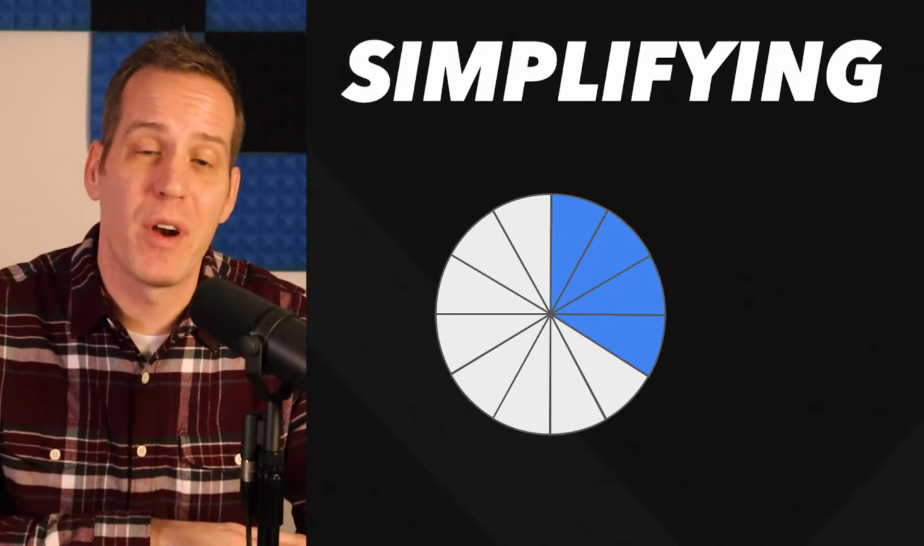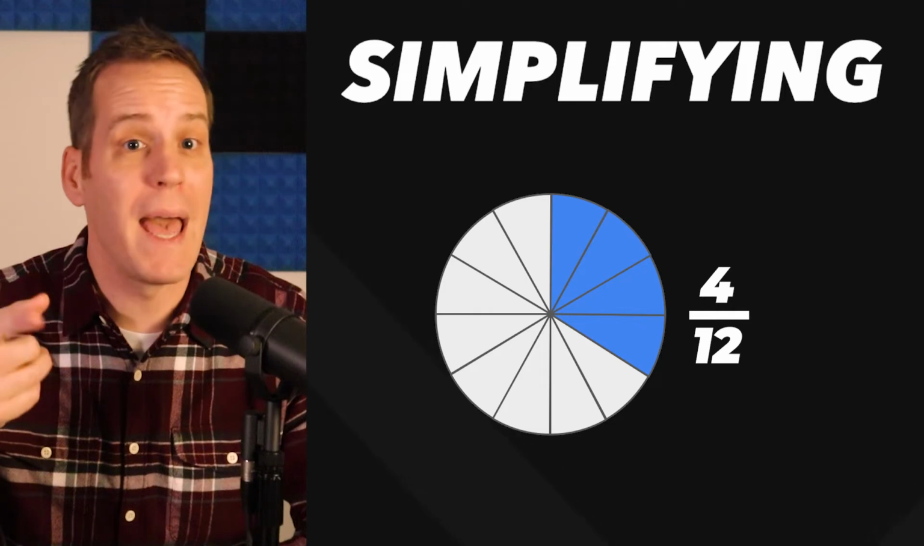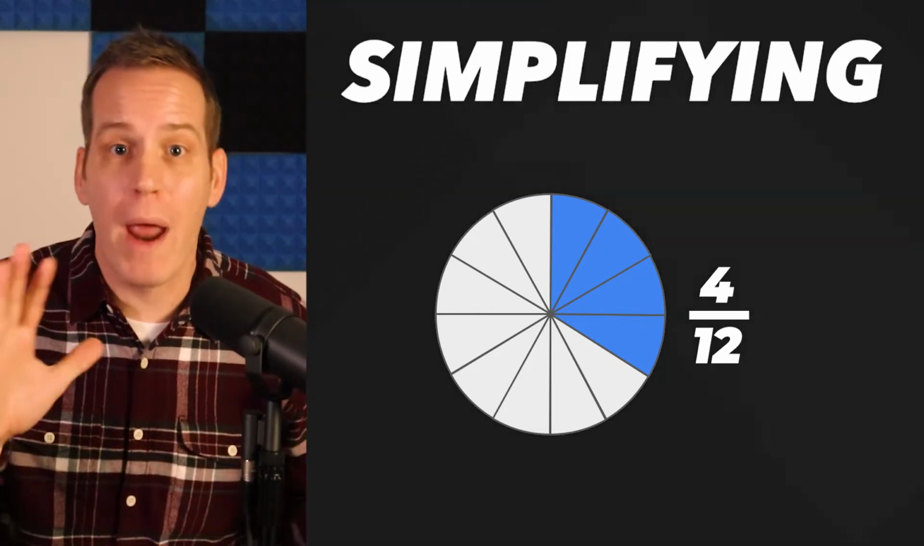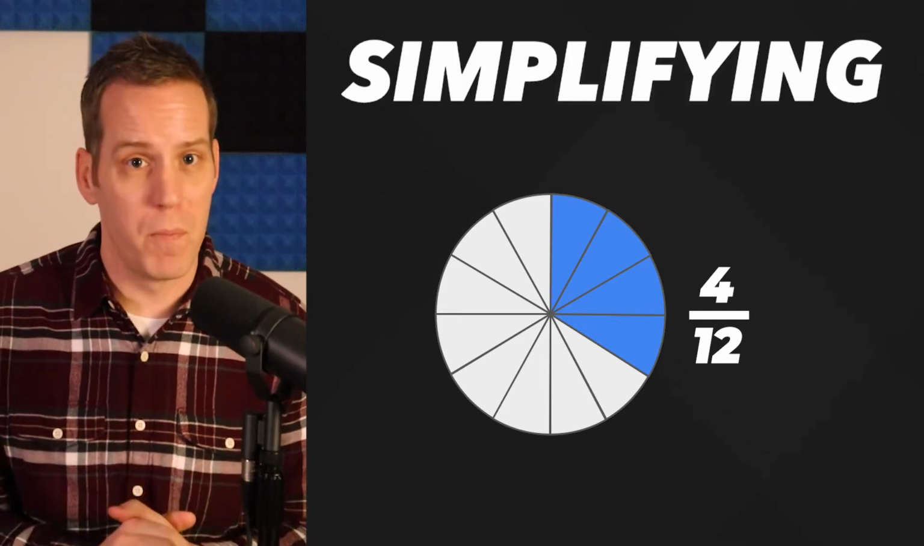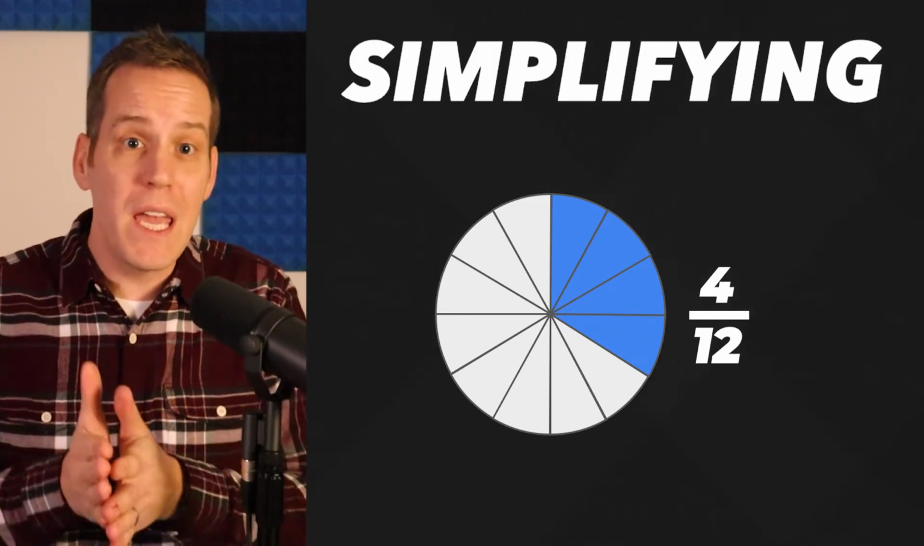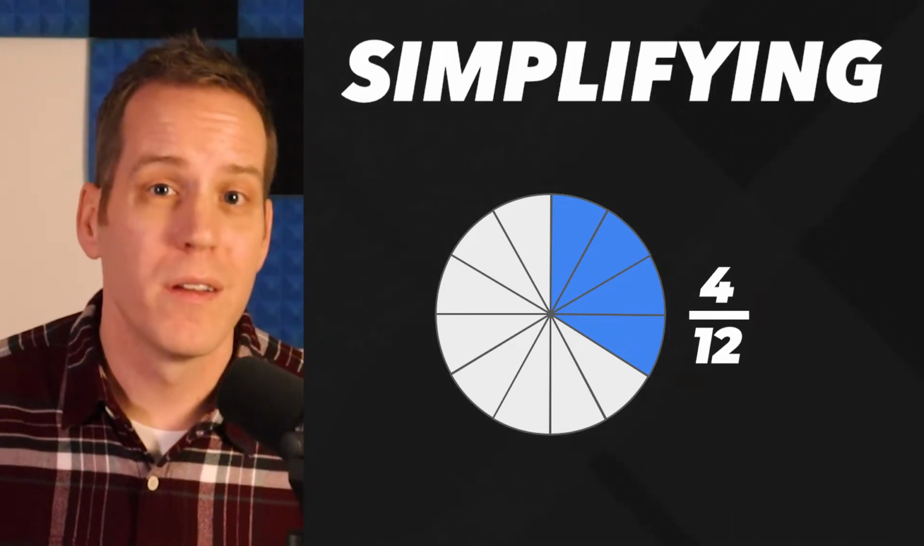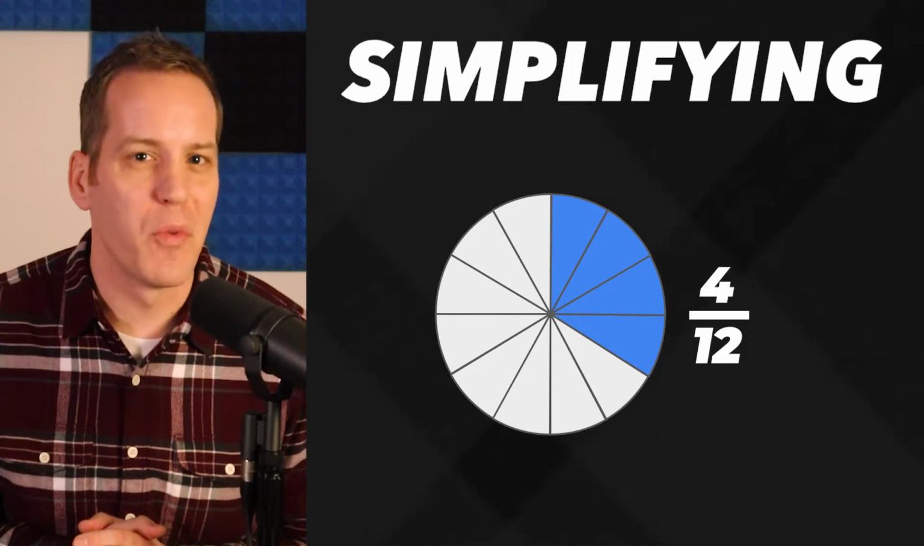This is the fraction 4/12. Perhaps you had to add some fractions together and you landed on 4/12 as your answer, but your teacher or practice pages asked for the simplest form. If you wrote 4/12, even though that's equal to the right answer, you'd probably be marked wrong. This is not simplest form.